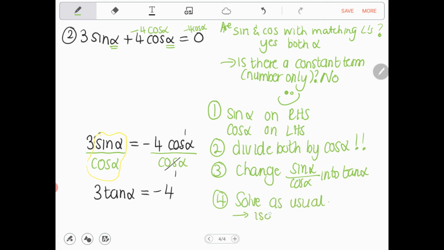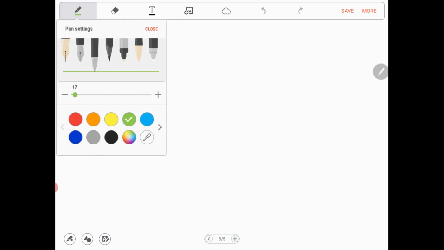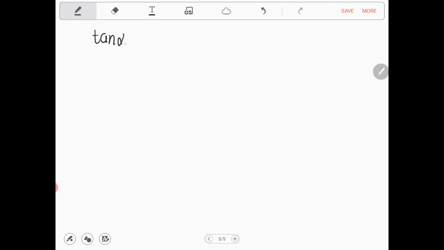And what do we do? We isolate the trig ratio, which means in this case, we've got to divide both sides by 3 to get that tan alpha alone. Okay, so we got tan alpha is equal to negative 4 over 3. All right, next we're going to check our quadrants from the sign. All right, tan is negative in quadrant 2 and 4.